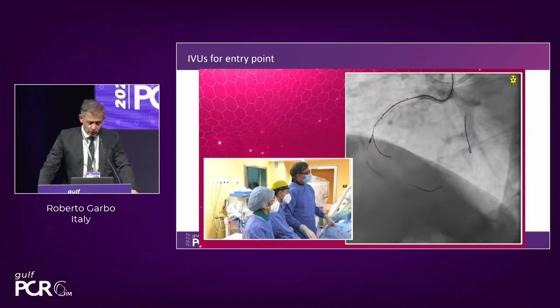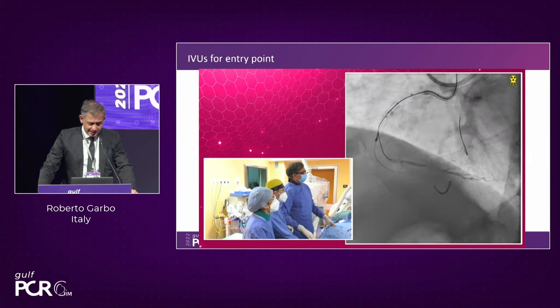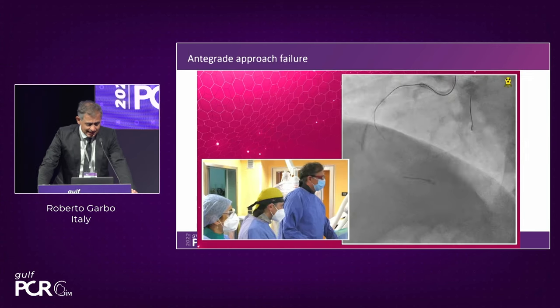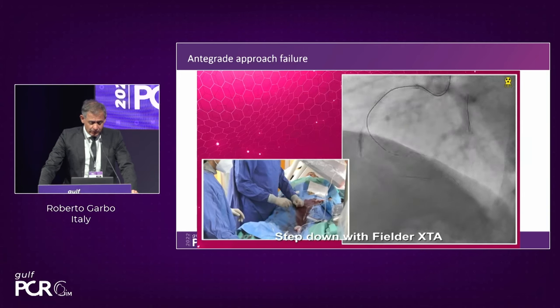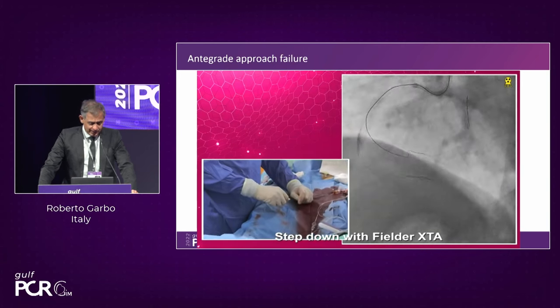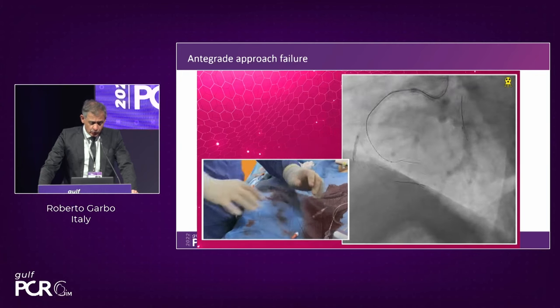It was not so easy. You can see here the wire, the Gaia, is subintimal at the level of the distal part of the right. At this time, we advanced the Navician. We had a step down with Fielder XTA, but still unsuccessful. You can see here we are not on a good track. So we switched to the retrograde approach.